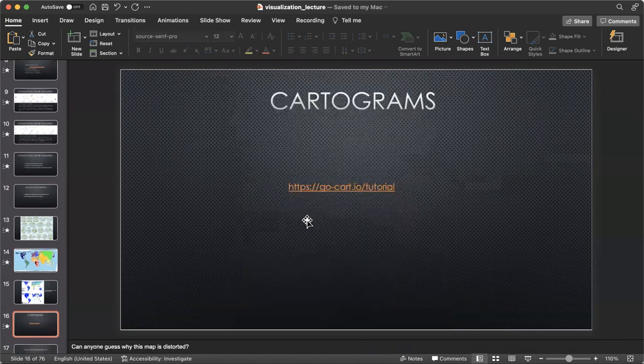There's a very easy way. These are called cartograms, and there's a very easy way you can do that. I've put a link in here. You can go to this link, and if you have any data, you can just upload it to that website, and it can help you generate these cartograms.